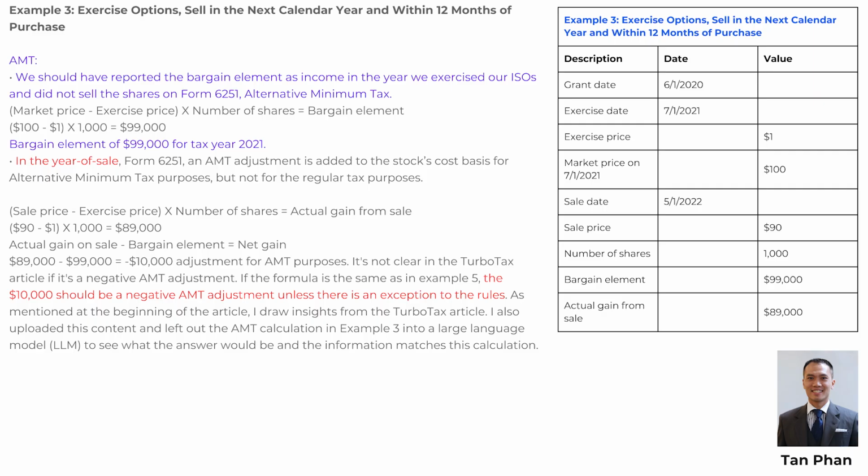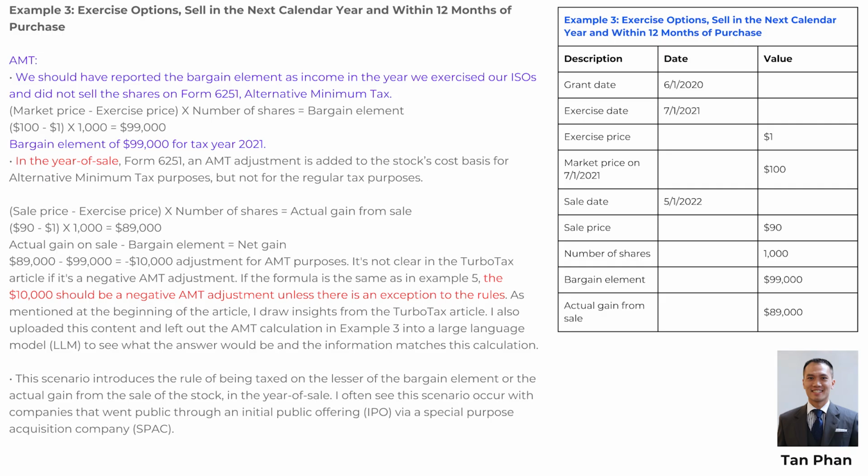It's not clear in the TurboTax article if it is a negative AMT adjustment. If the formula is the same as in example 5, the $10,000 should be a negative AMT adjustment unless there is an exception to the rules. As mentioned at the beginning of the article, I drew insights from the TurboTax article. I also uploaded this content, leaving out the AMT calculation in example 3, into a large language model to see what the answer would be, and the information matches this calculation.